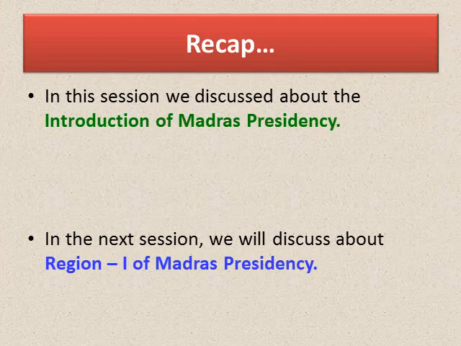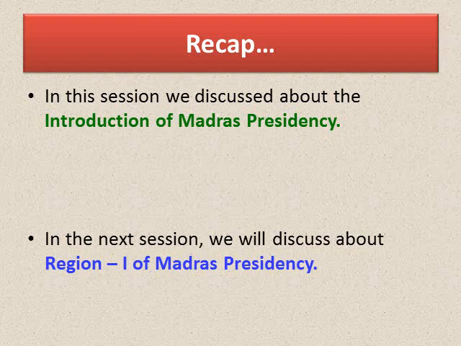Before winding up today's session, let us have a recap of what we discussed in this session. Children, we had the introduction of Madras Presidency. We learned that Madras Presidency was formed in 1801. It was an important province of British India. It included areas of southern India like states of Tamil Nadu, Kerala, Andhra Pradesh, Karnataka, parts of Odisha and the Union Territory of Lakshadweep. The city of Madras, now known as Chennai, was the capital of the presidency.